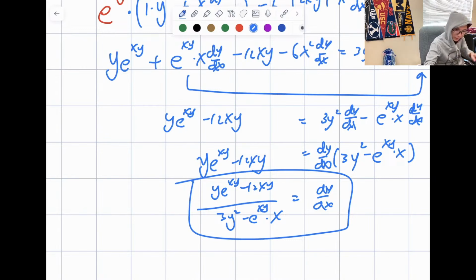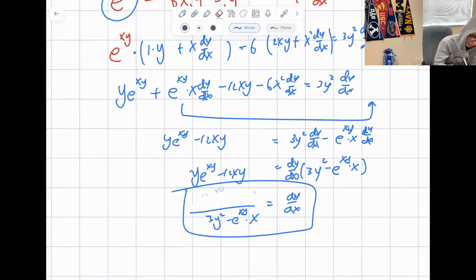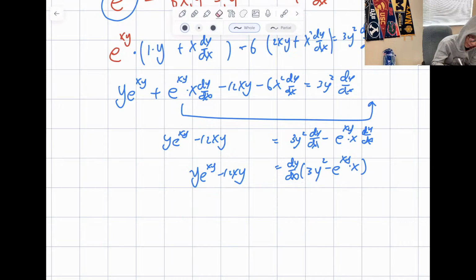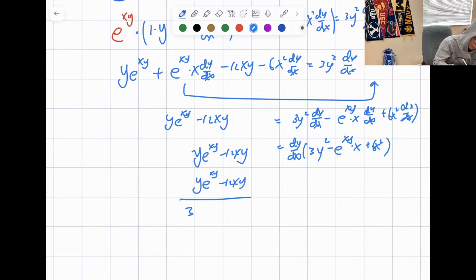Where's the 6x squared? Did I miss 6x squared? Oh no. Scheiße. This one's minus 6x squared, right? And this is a, oh, that's a plus, right? Plus 6x squared dy dx. I'm so sorry, I messed up. y e to the xy minus 12xy over 3y squared minus e to the xy times x plus 6x squared is equal to dy dx.